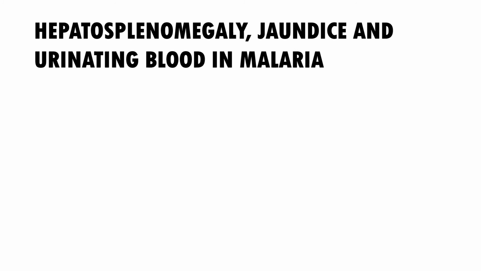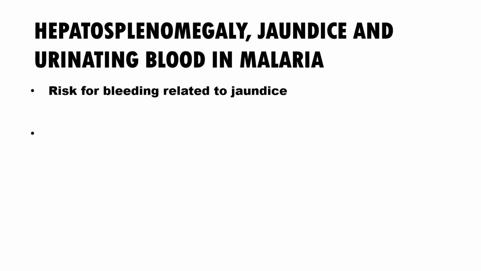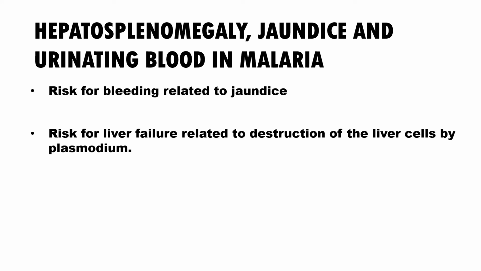So nursing diagnosis for hepatosplenomegaly, splenomegaly, jaundice, and urinating blood in malaria. All these are complications of malaria. So now one, we have risk for bleeding related to jaundice. Remember, jaundice is a sign of liver destruction, liver not functioning well, and those bilirubin destroy the clotting factors. So when the clotting factor is destroyed, you have to know that things are now getting worse. Then we have risk for liver failure related to destruction of the liver cells by the plasmodium.